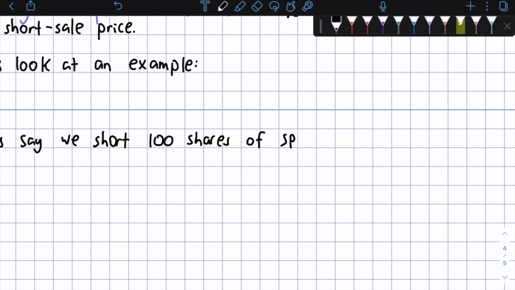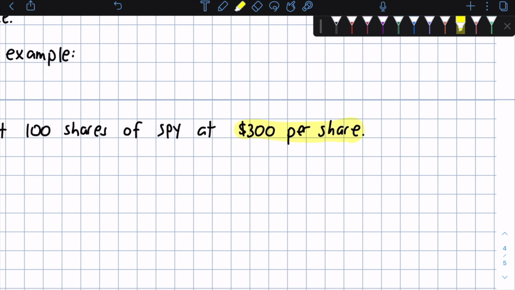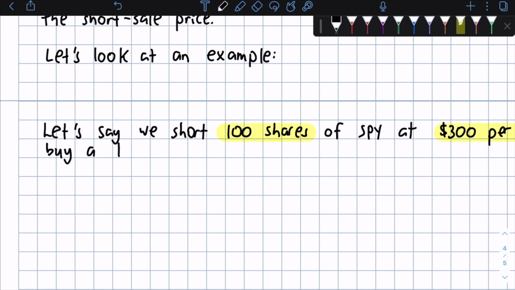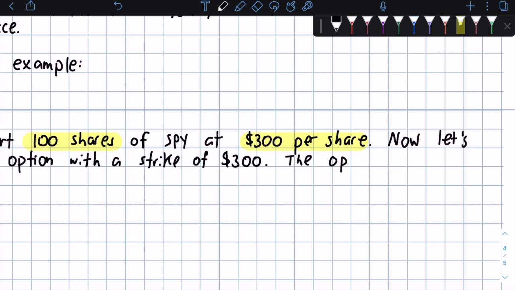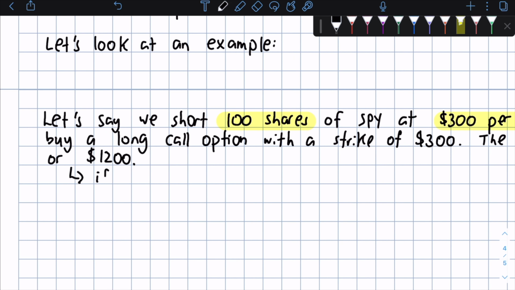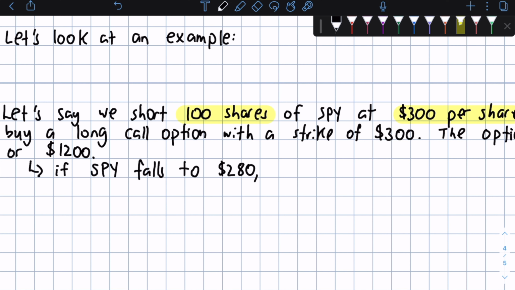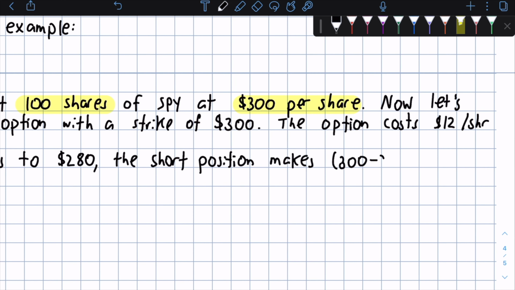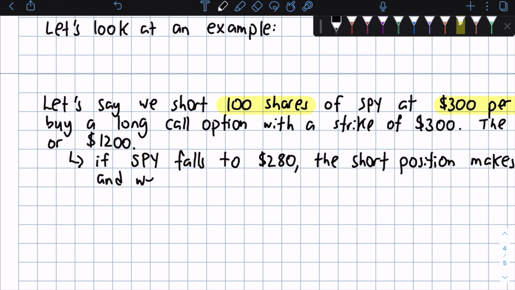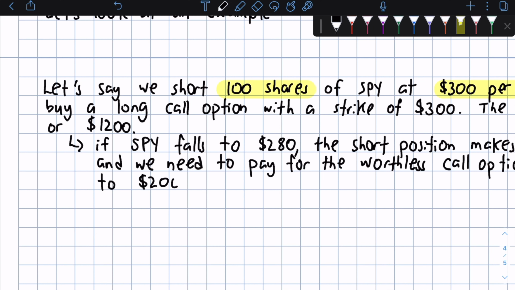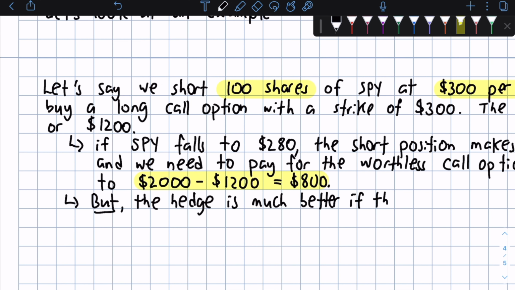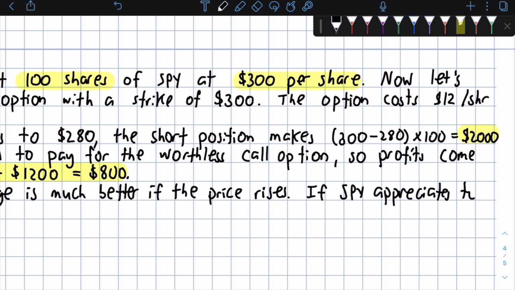So let's say we have 100 shares of SPY at $300 per share. Now let's buy a long call option with a strike price of $300. So we short and the strike price is also the same here. The option costs $12 per share or $1,200 for the total option. Now if SPY falls to $280 per share, the short position makes $2,000 for that $20 difference, and we need to pay for the worthless call option. So profits come out to be that difference between the cost of the option and the profit from the short sale, which is $800.